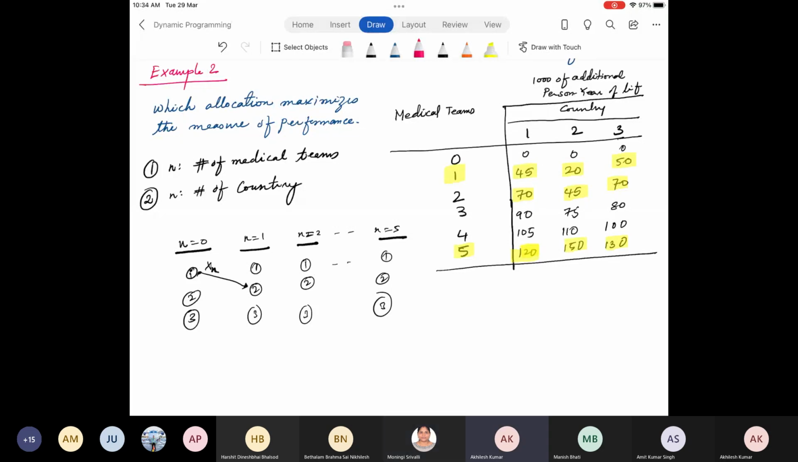Proceeding in this direction won't help, right? Does that make sense? Because there is no connection. Suppose if I reach here, now I have to follow the Markovian property also, right? So next stage will depend only on this one. But if I have assigned whatever medical teams I have assigned, I cannot go back here. So it depends on this stage, right? So this is not going to work.